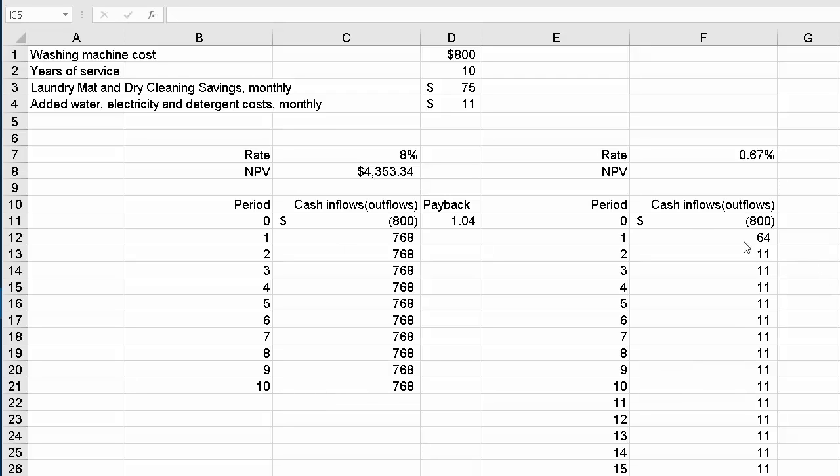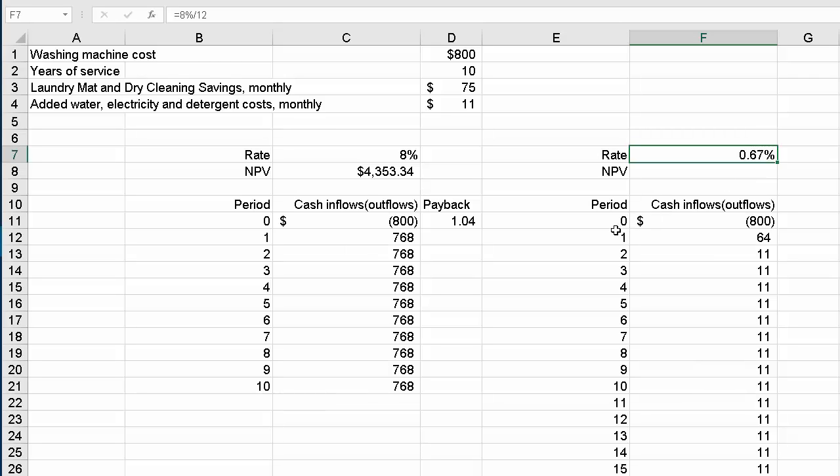Okay, so let's say we want to do this on a monthly basis. Well, we've got to make a couple changes. First, the rate is no longer 8%. The rate we would have to use is 8% divided by 12, which comes out to be 0.666667. We're just showing 0.67 here, but it does go on and on and on, right? Lots of decimals. I'm not rounding it here.